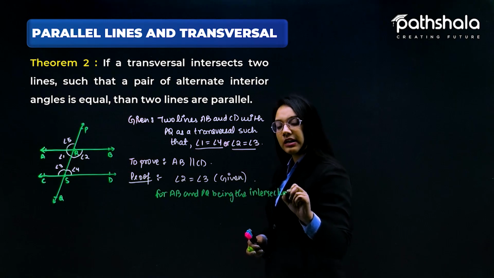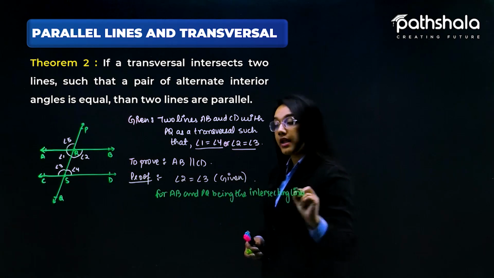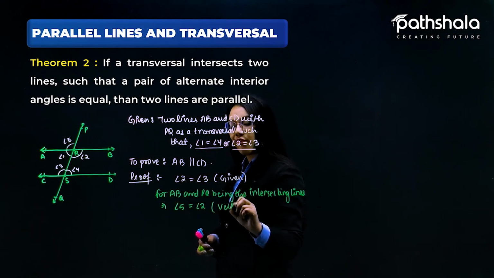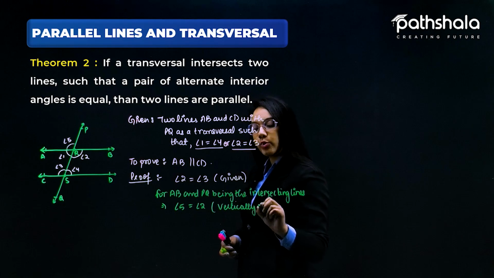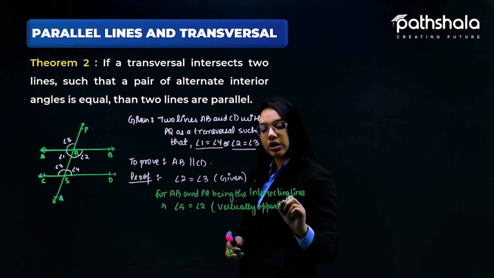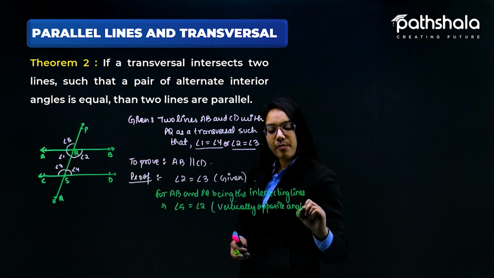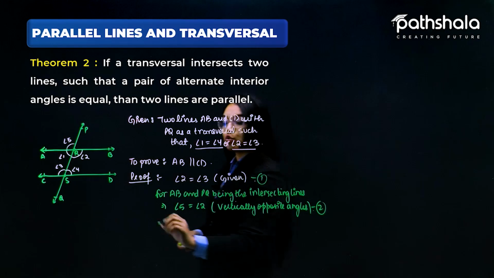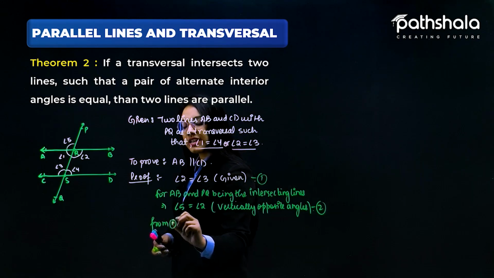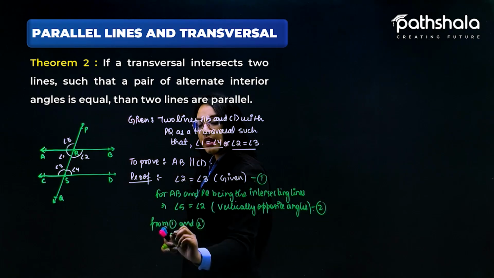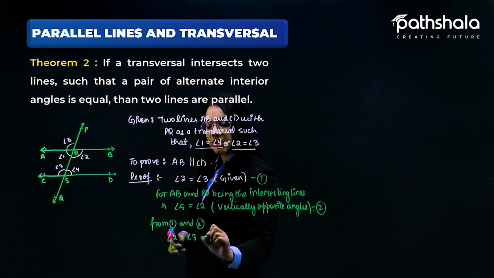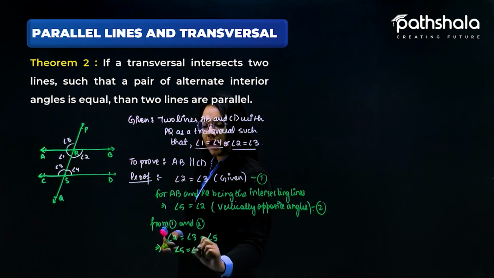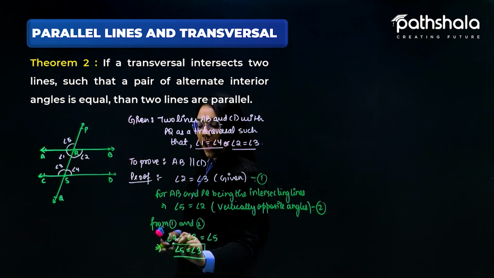Furthermore, for AB and PQ being two intersecting lines, it implies that angle 5 is equal to angle 2. Why so? Because they form a vertically opposite angle pair. Let me call this 1 and the earlier condition 2. From 1 and 2, we can say that angle 2 is equal to angle 3, and angle 2 is equal to angle 5, which implies that angle 5 is equal to angle 3.